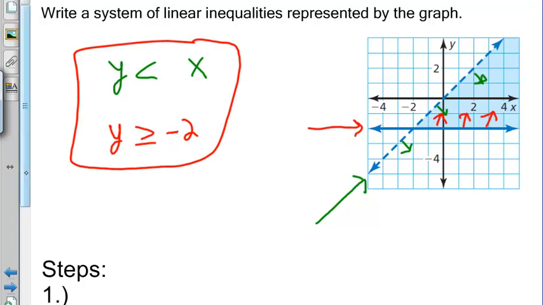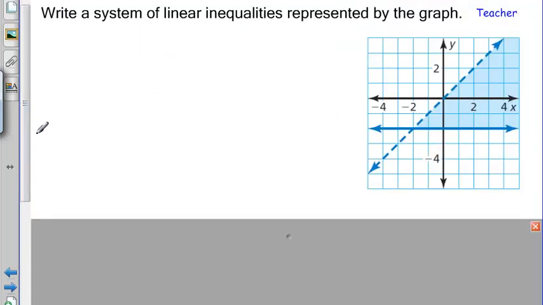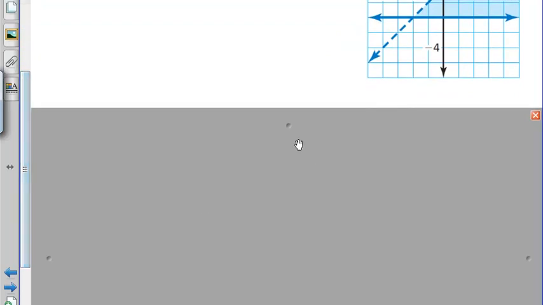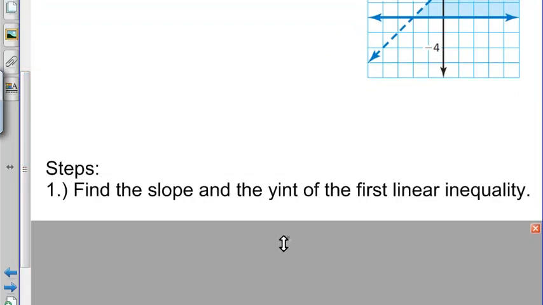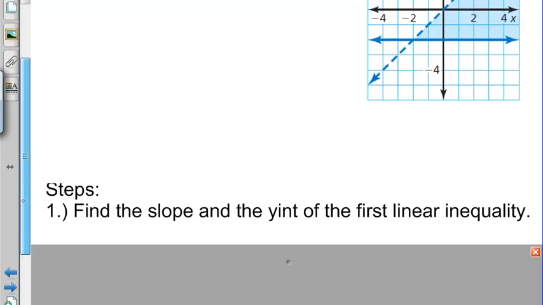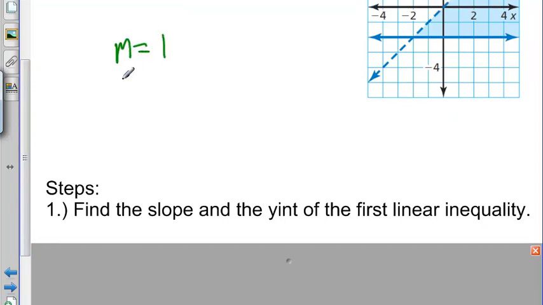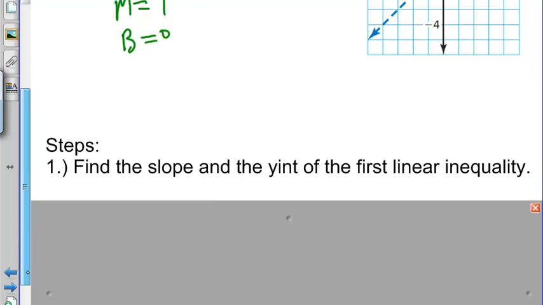So let's talk a little bit about the steps. I want you to fill in these steps, so let me go through those with you. What was step 1? It was to find the slope and the y-intercept of the first linear inequality. And when we did that, I think we found that the slope of the first one was 1, and the y-intercept was 0. Okay, so just go through it step by step.